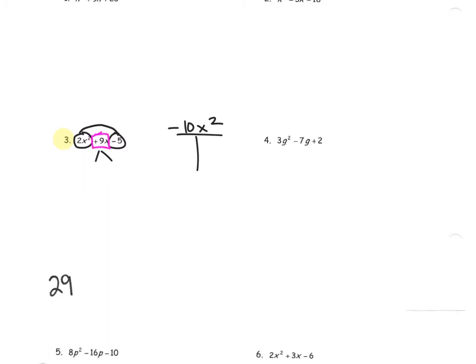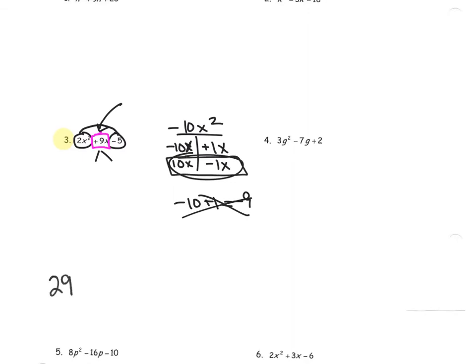So let's see. Let's think of some factors. We've got negative 10x and positive 1x, or we have 10x and negative 1x. Now again, one of these factors is going to work. Well, negative 10 plus 1 is negative 9. And that's no good because I want positive 9, right? This says positive 9x, so that's out. So it has to be this. I'm going to use these terms to split my middle term. So I have 2x squared plus 10x minus 1x minus 5.